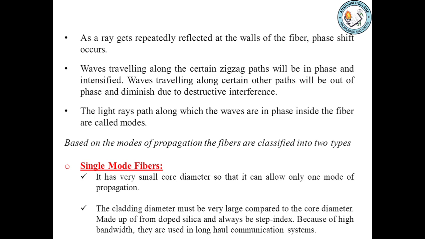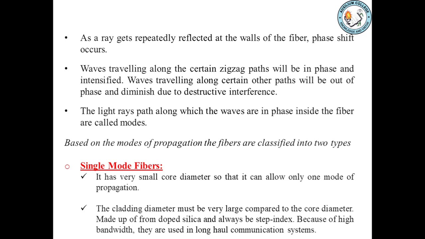As the ray gets repeatedly reflected at the walls of the fiber, phase shift occurs. Waves traveling along certain zigzag paths will be in phase and intensify. Waves traveling along certain other paths will be out of phase and diminish due to destructive interference. The light ray paths along which the waves are in phase inside the fiber are called modes. Based on the modes of propagation, the fibers are classified into two types: single mode fibers and multi-mode fibers.